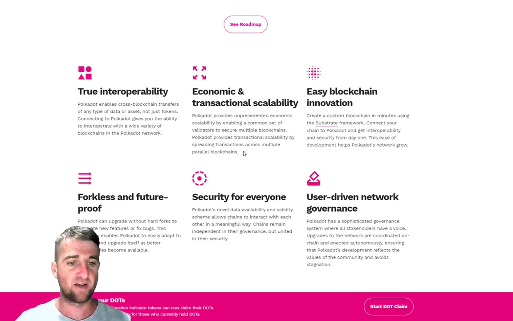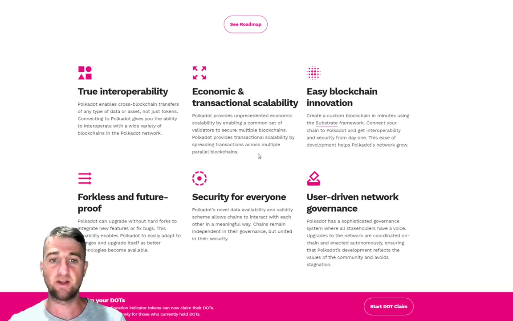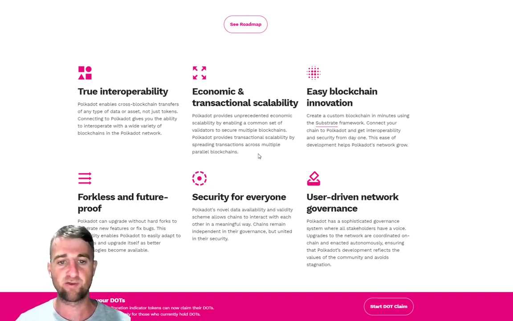So Polkadot provides transactional scalability by spreading transactions across multiple parallel blockchains. It's easy blockchain innovation, so create a custom blockchain in minutes using a Substrate framework. Connect your chain to Polkadot and get interoperability and security from day one. The ease of development helps Polkadot's network grow.